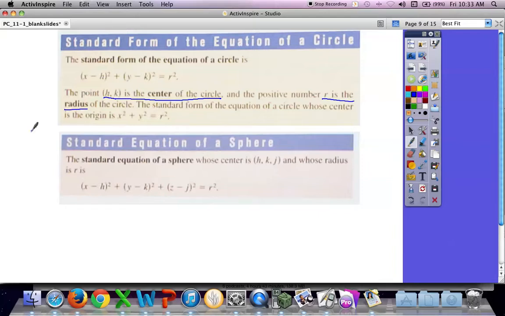Okay. Now, if in 2 dimensions you have a circle, in 3 dimensions you have a sphere, right? And so the equation has to change a little bit. The first 2 parts are the same, but you have to add in a z minus l squared, right? That's what gives it 3 dimensions, that last term. And notice the coordinates they're using for the center of a sphere, h, k, and j.